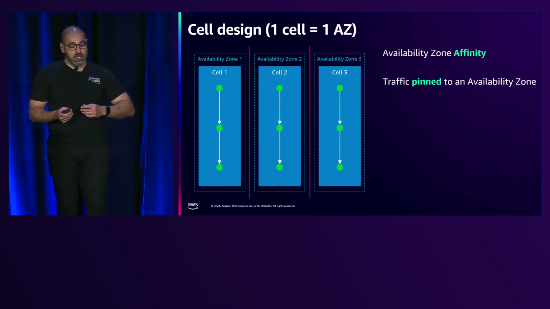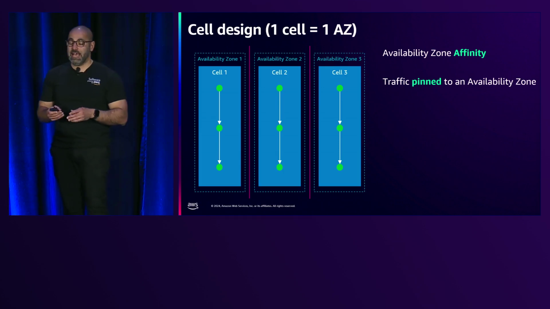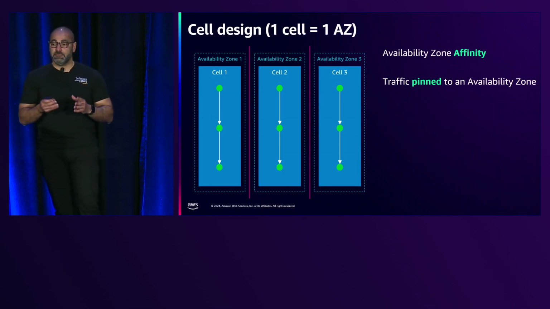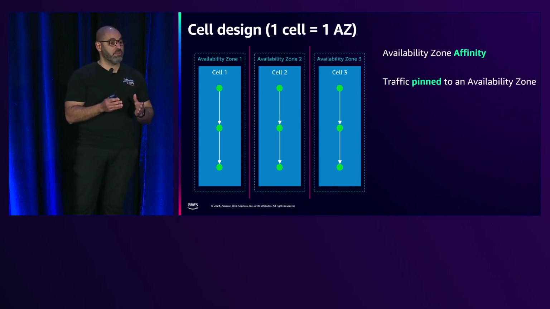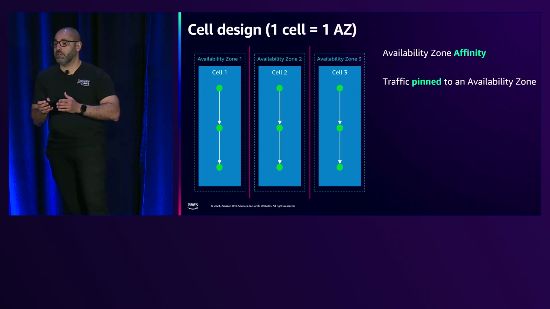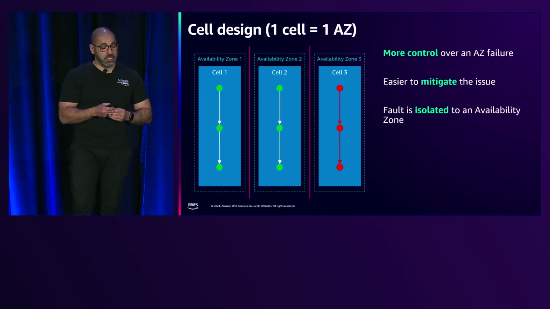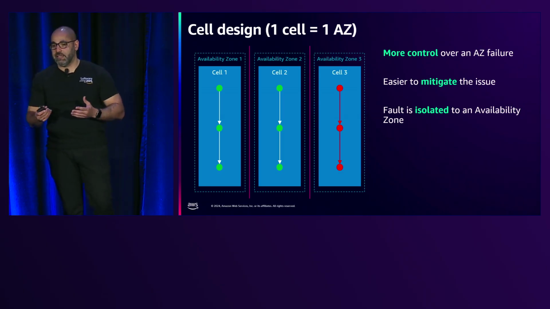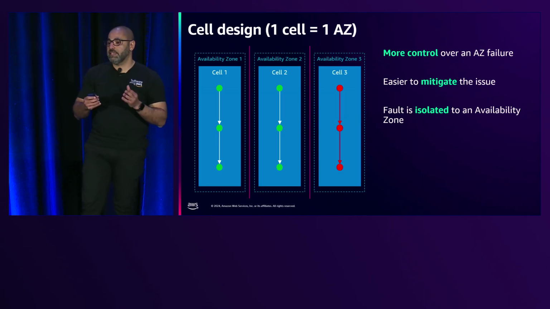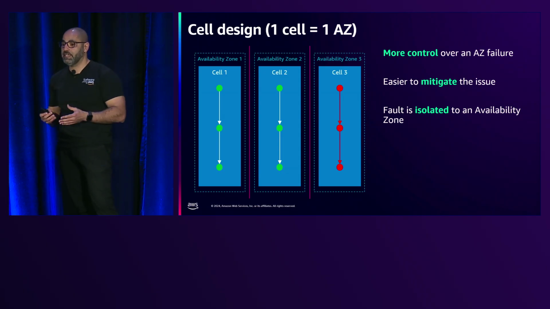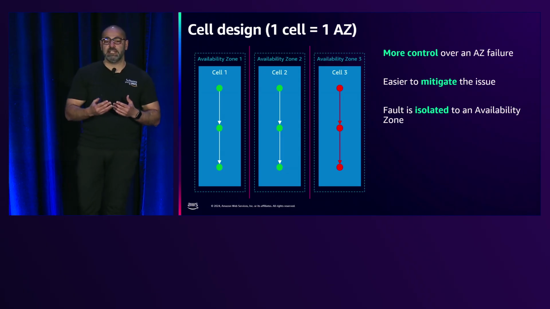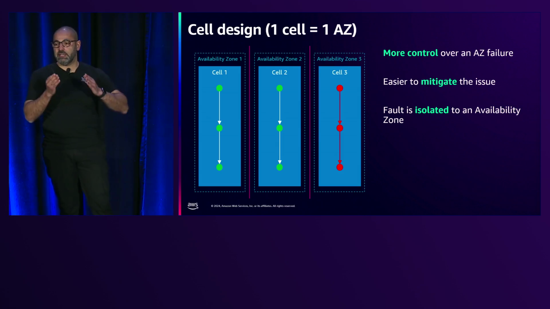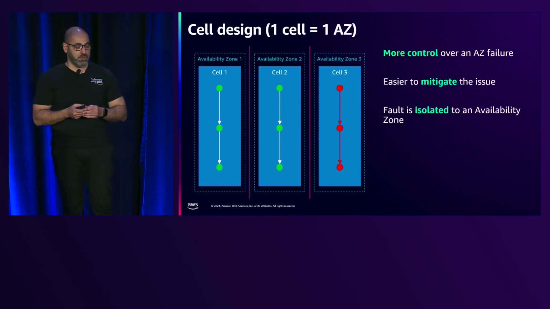Another design is the use of cells in a single AZ. And in this example, we have one cell equal one AZ. In this design, you have AZ affinity. AZ affinity meaning that traffic is pinned to remain within an availability zone and not crossing the AZ boundaries. And by doing so, you'll have more control over an AZ failure. So if there's an impairment, you'll know that this impairment is coming from one particular AZ, which makes mitigation much easier, and you could fail away from that AZ if you choose to do so.